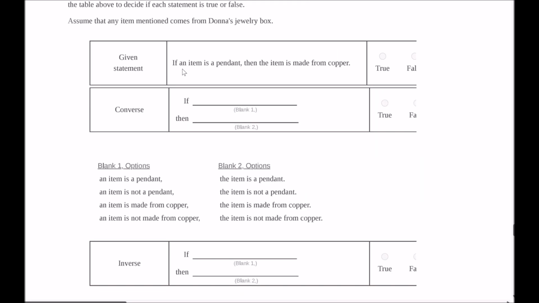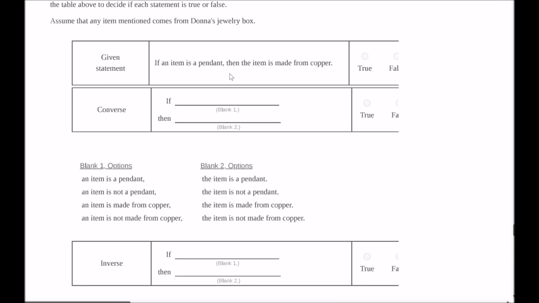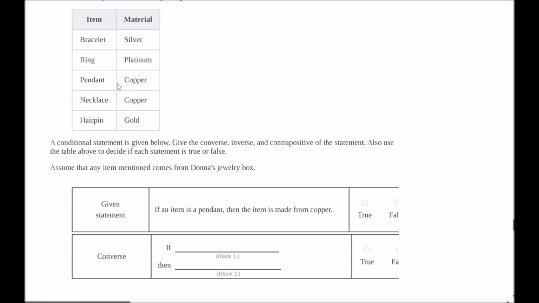Okay, so the given statement: if an item is a pendant, then the item is made from copper. So we have to determine whether that's true or false. Okay, so if pendant, then copper, right? That's true. Okay, so this is a true statement. All right, so that's good.